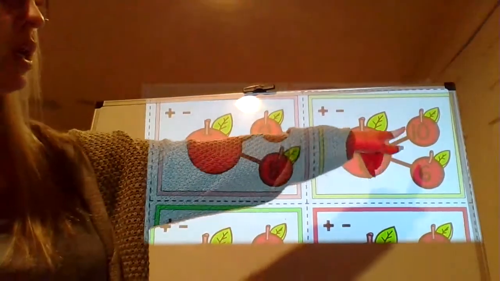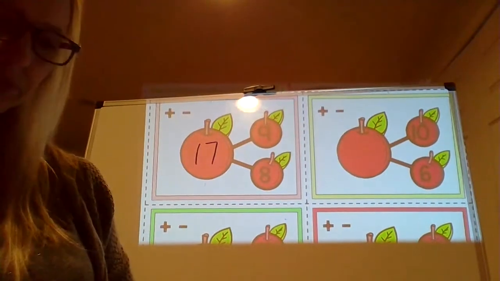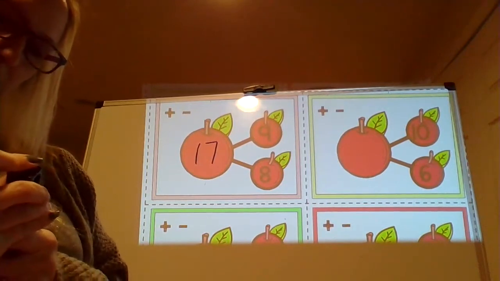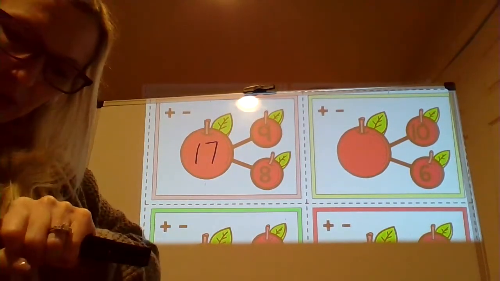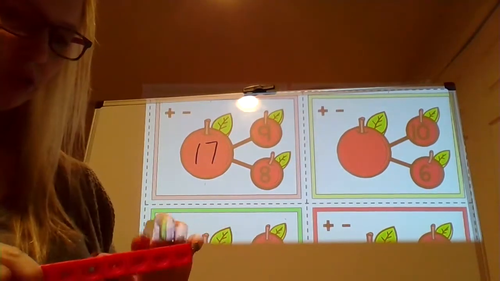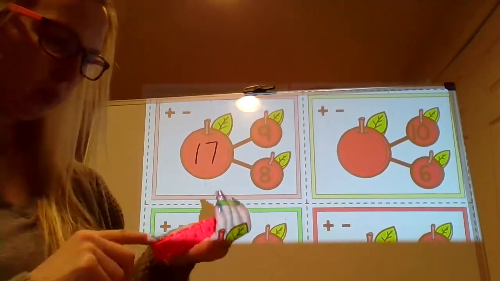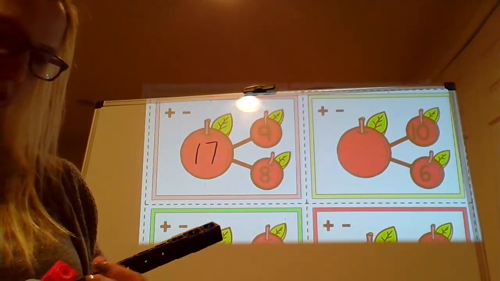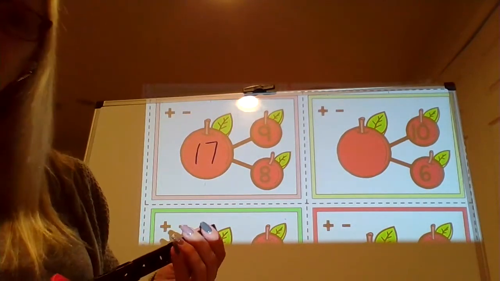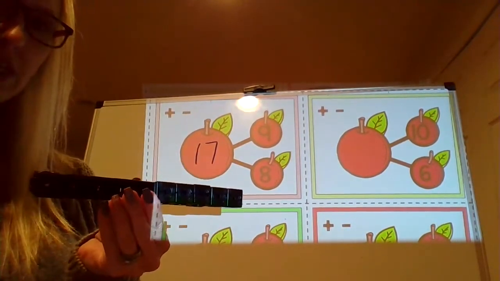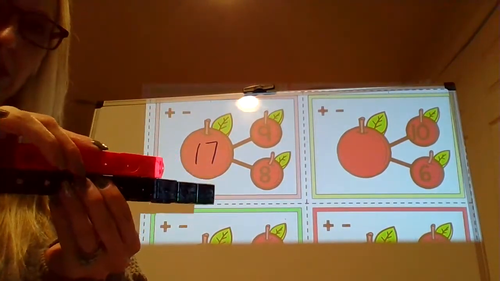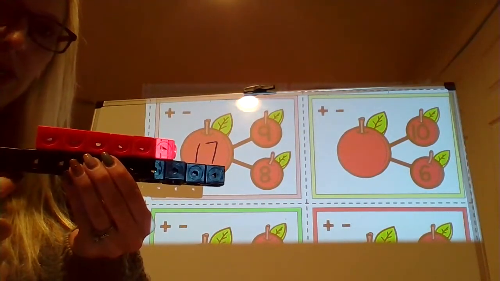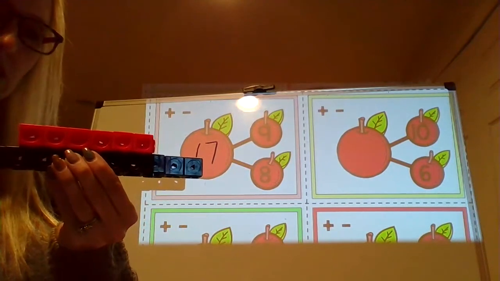Okay, last one. I need a pile of 10 and a pile of 6. So make me a pile of 10 and a pile of 6. Okay, I'll give you a minute to get your piles ready. Here's my pile of 10 and my pile of 6. Which is bigger, the 10 or the 6? The 10 is bigger. Okay, so we're going to start with the 10. We're going to start with a bigger number. We're going to count on.